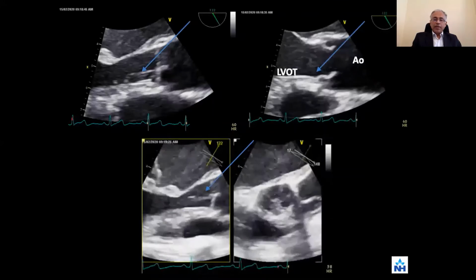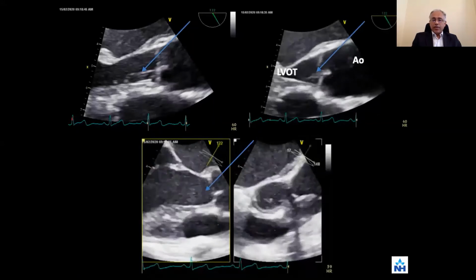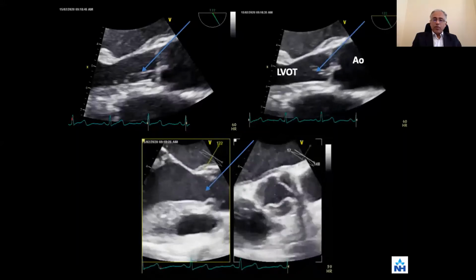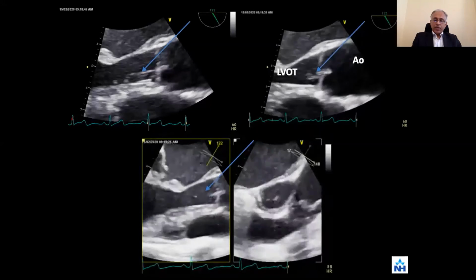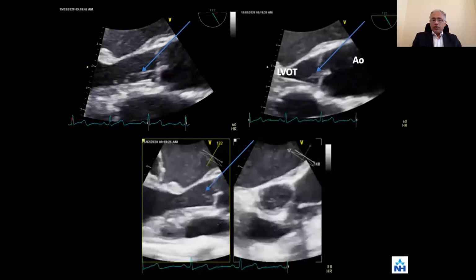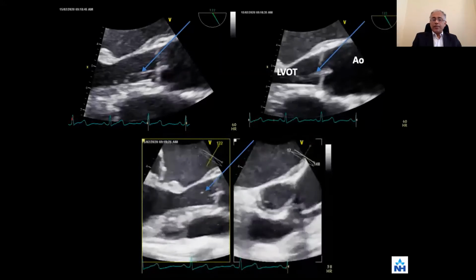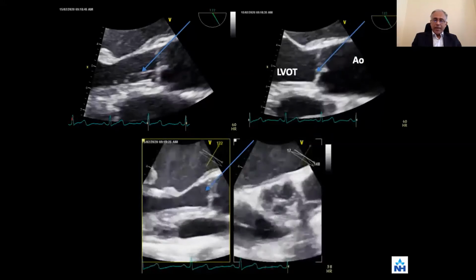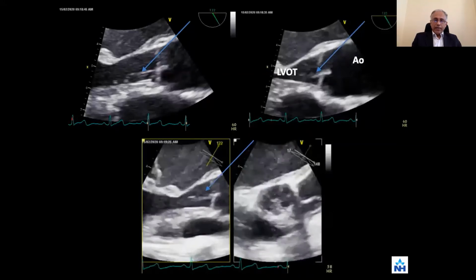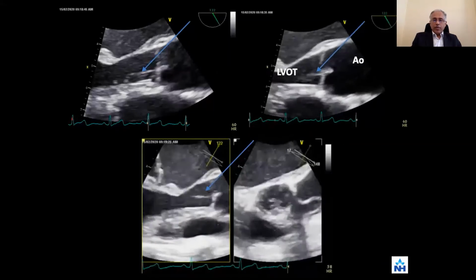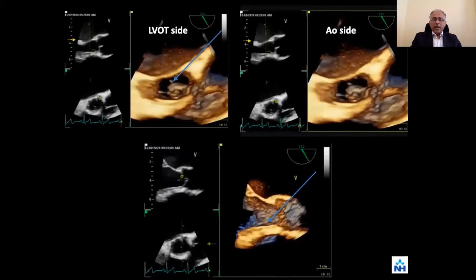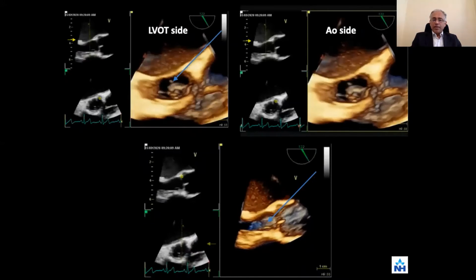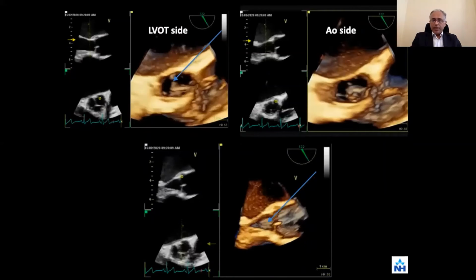That's a problem where you need additional imaging modalities. But this is how Lambl's excrescence looks, and you can see that it is attached to the point where the leaflets meet. It's not coming from the body of the leaflet, and it is usually seen on the LVOT side. Sometimes it can be seen on the aortic side also, when it moves out and appears a little prominent there. On the short axis, you can just barely see that it is attached to the margins of the leaflets. So Lambl's excrescence is something you should be aware of. The 3D images are not really great, but you can see it from the LVOT side, with the attachment at the margins, and barely visualize it on the aortic side.